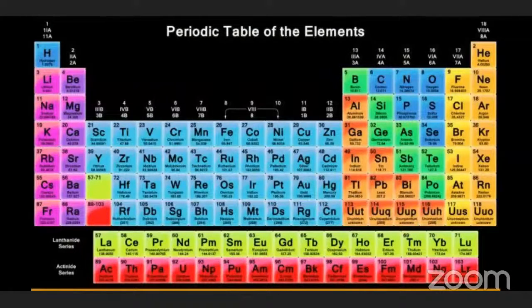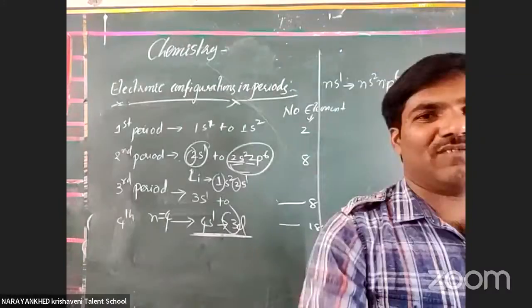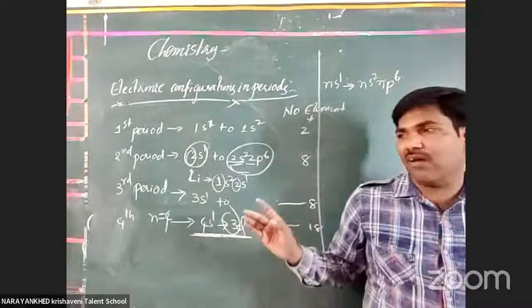Clear or not? This is only about the first element and the last element. You have to know the first group element names and the last group element names. The first group elements are hydrogen, lithium, potassium, rubidium, cesium, francium. What is the last group? Helium, neon, krypton, xenon, radon. You have to learn these by heart, because these element names are important. Clear or not, all the students?